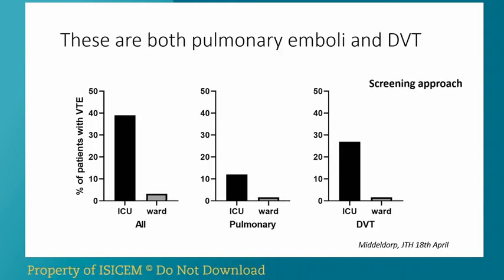So if you take an active screening approach with ultrasound, you will learn that these thromboses consist of both pulmonary emboli and deep vein thrombosis.